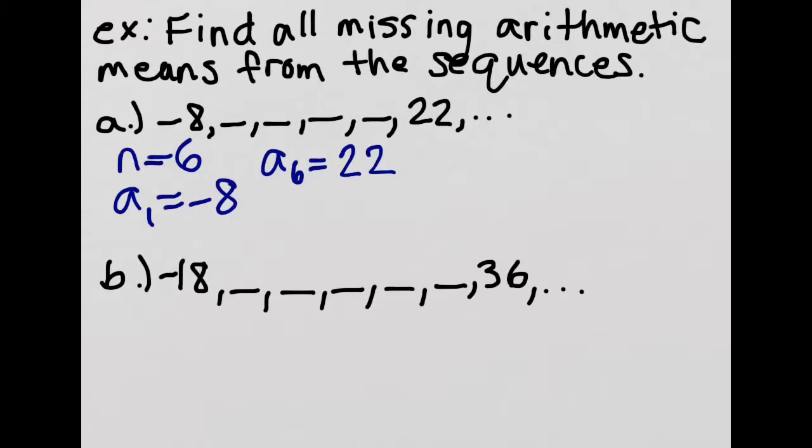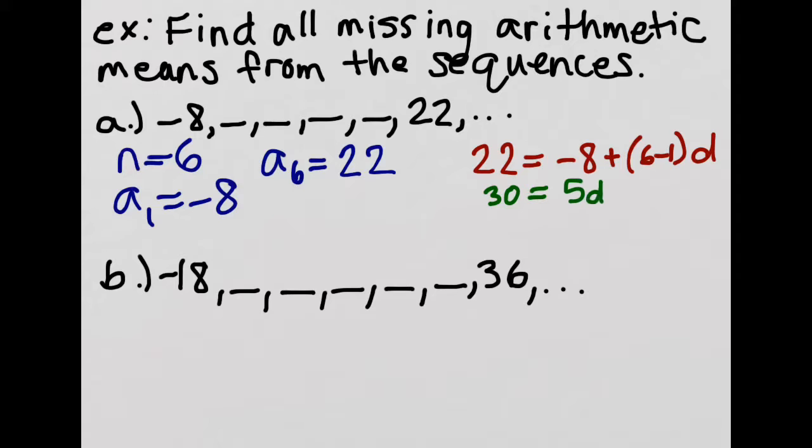Okay, and we can plug that into our formula. So we'll have a of n, which equaled 22, is equal to a of 1, which is negative 8, plus n minus 1 times the common difference, which we don't know. We're trying to figure that out so we can add it to negative 8 and see what those 4 missing numbers are. So we'll just solve this equation for d. If we add 8 to both sides, we'll get 30 is equal to 5d, doing 6 minus 1. So d is going to equal 6.